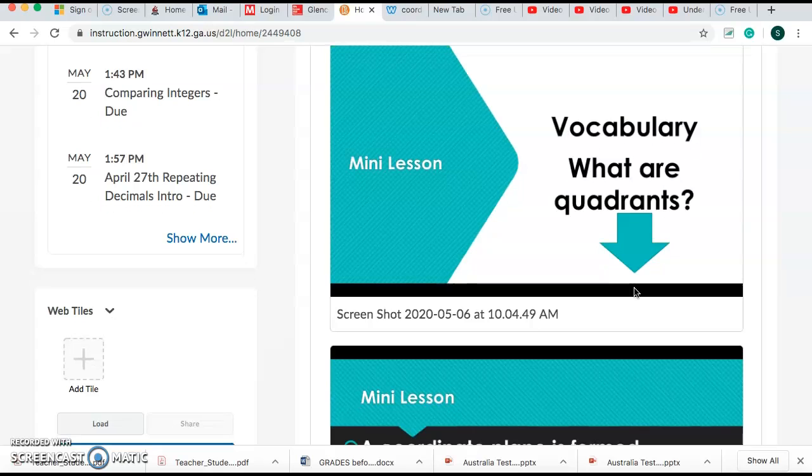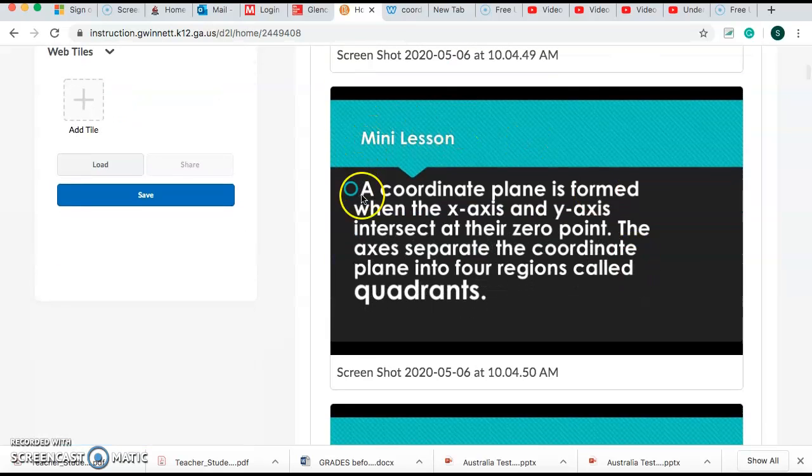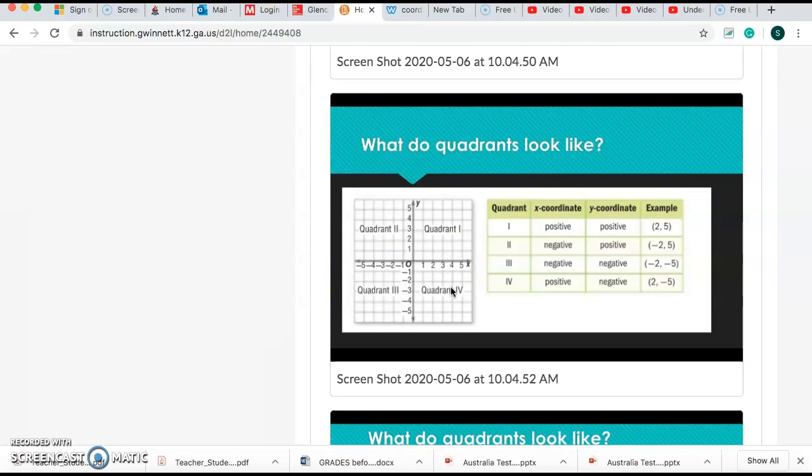So vocabulary, what are quadrants? A coordinate plane is formed when the x-axis and y-axis intersect at their 0 point. The axes separate the coordinate plane into 4 regions called quadrants. So what do quadrants look like?